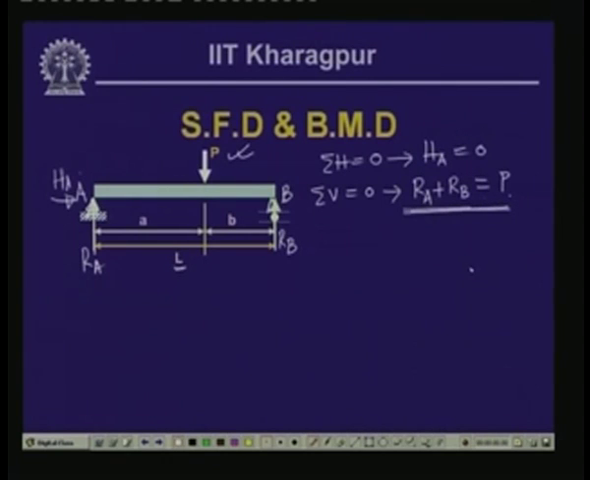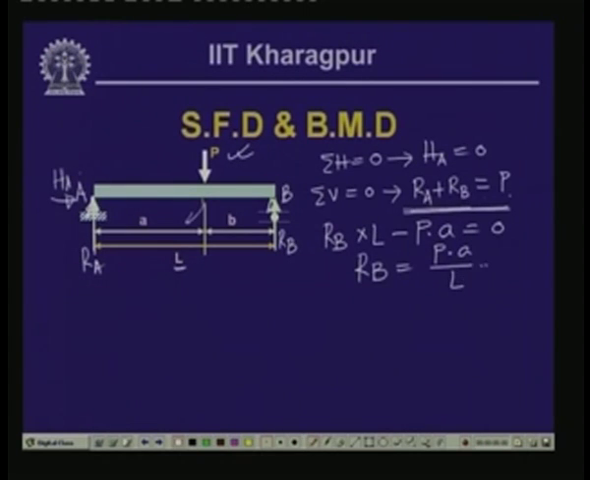This gives us R A plus R B equals P. Now, if we take the moment of all the forces with respect to support A, then we have R B into L, which is in the anti-clockwise direction, and the load P causes bending moment in the clockwise direction, so minus P into a equals 0. This gives us a value of R B equal to P into a by L.